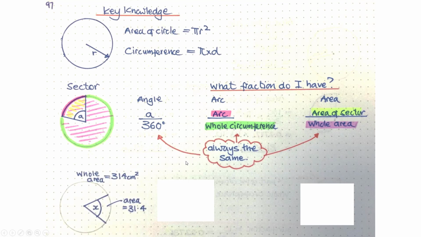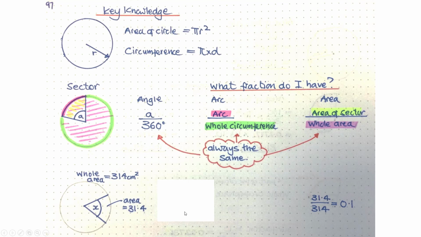So for example, let's imagine I gave you a circle here. I didn't tell you what the angle was, but I tell you that the whole area of the shape is 314. And I tell you that the area of this bit is 31.4. So, using this bit here, what fraction of the area do we have? Well, we've got 31.4 out of 314. And hopefully you can see that that's 0.1.